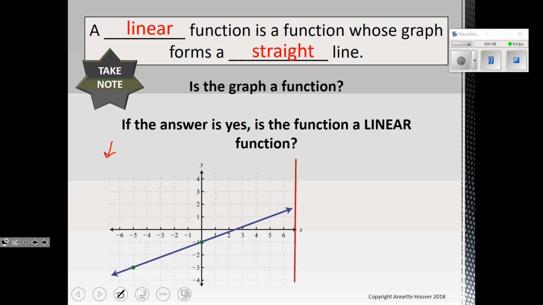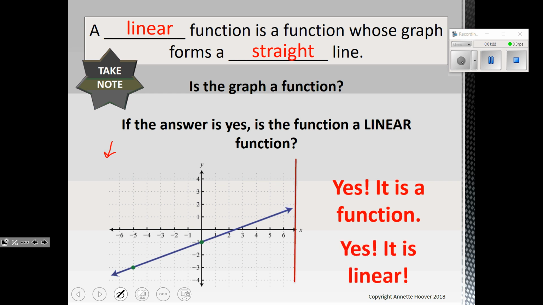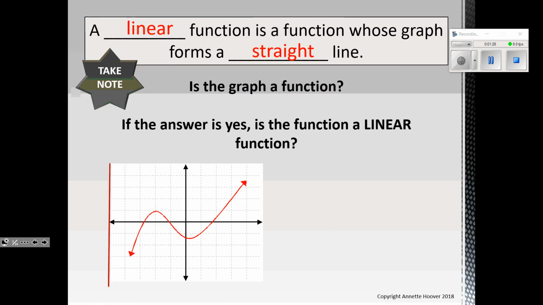Never did it hit more than one place on the blue line at a time, so yes, indeed, it is a function. So then we ask ourselves, is it a linear function? Is it a straight line? And of course the answer is yes, so it is a linear function. It is a function, and it is linear, therefore a linear function.